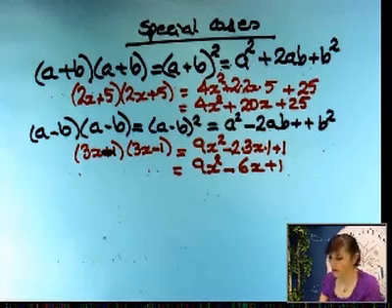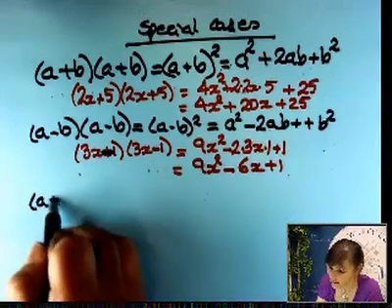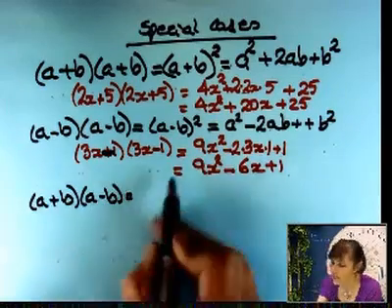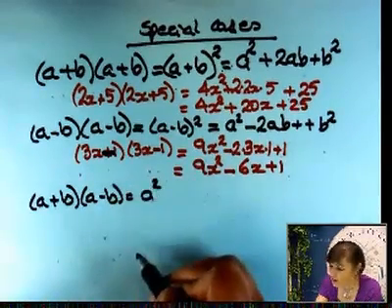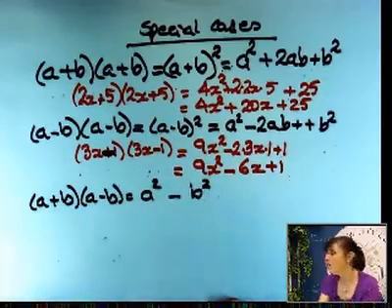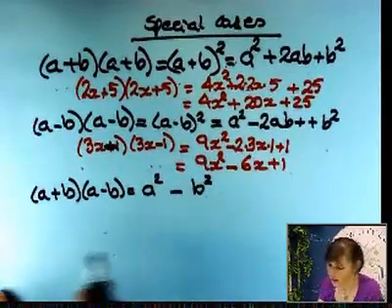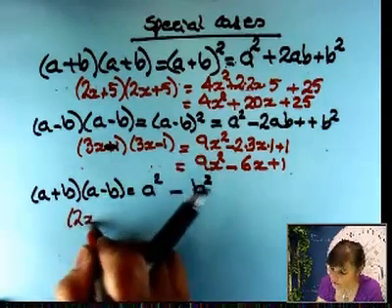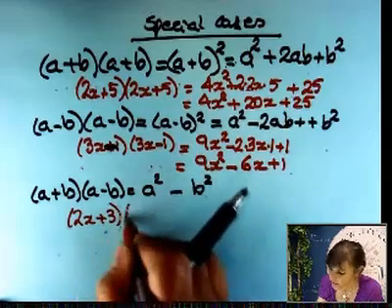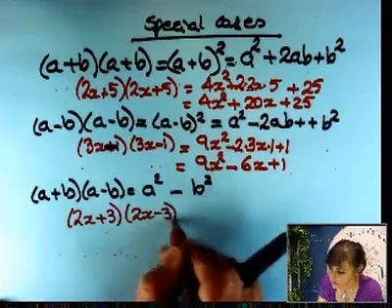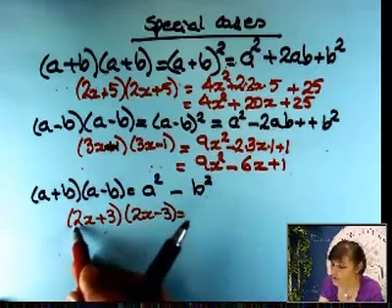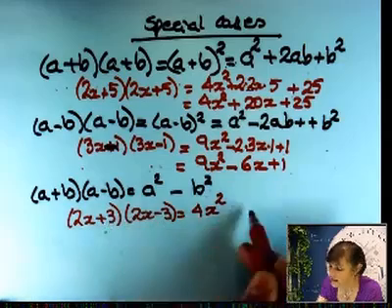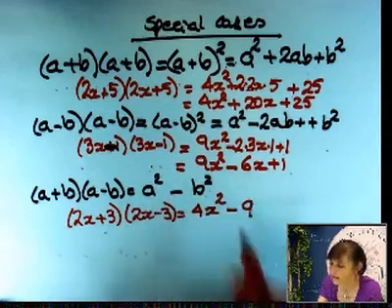Okay. The last one, special cases. One positive, one negative. Remember how it was? When you have a positive and a negative, you'll end up with first one squared minus last one squared. We did a bunch of examples, so go back to them. So let's do one. For example, you have 2x plus 3 times 2x minus 3. First one squared, which is 4x squared. Last one squared is 9. And guess what? You have a negative in the middle.